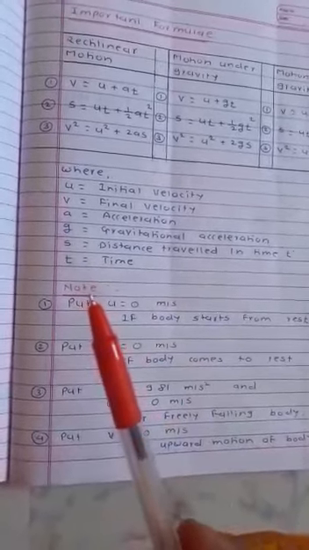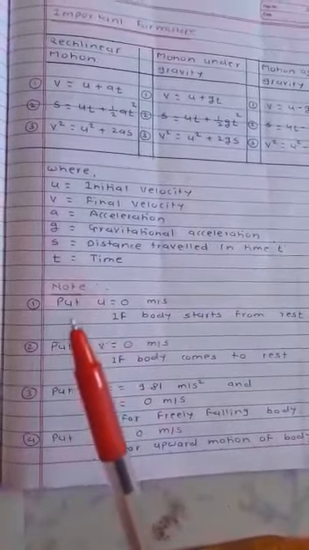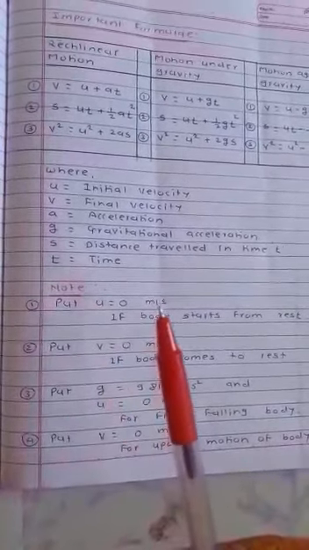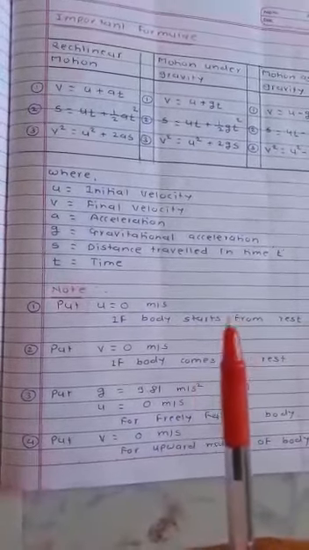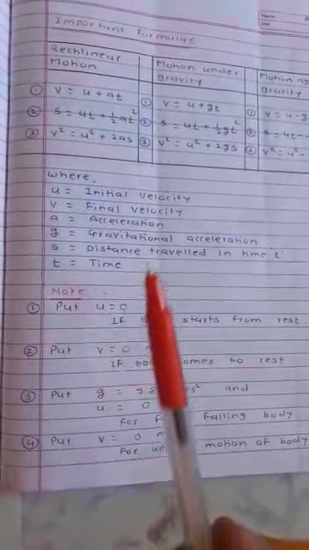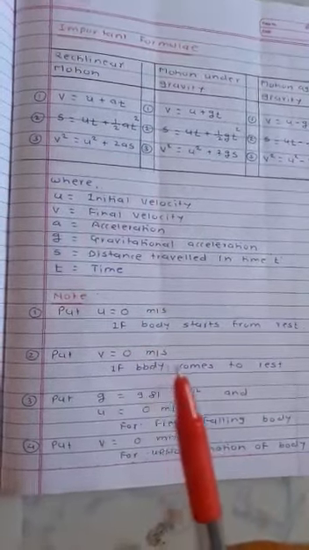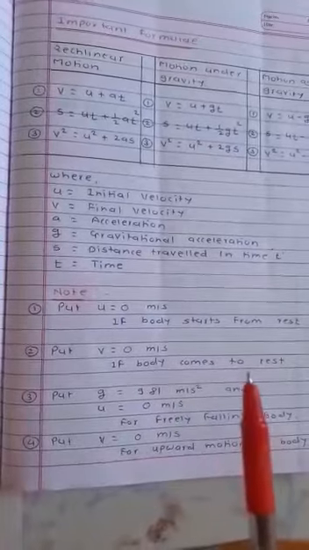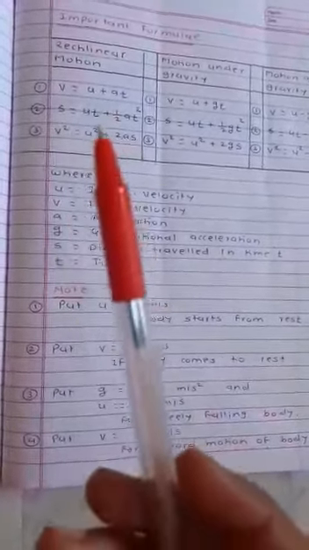Here we have some important notes while solving the numericals. First, put u equal to 0 meter per second if the body starts from rest. If the body starts from rest, put the value of u equal to 0 in any equation of motion. Next, put v equal to 0 meter per second if the body comes to rest. If the body comes to rest, then put the value of v equal to 0 in the equation of motion.